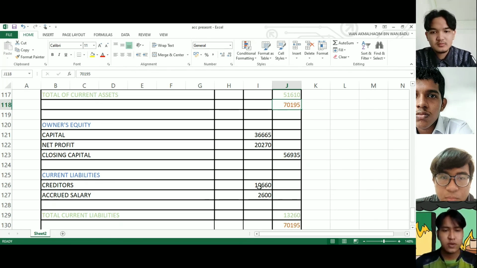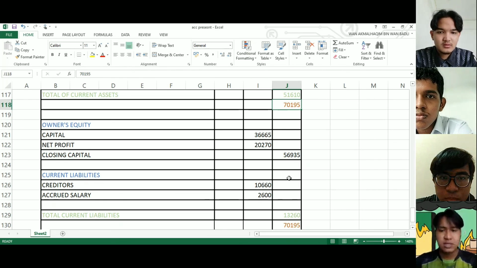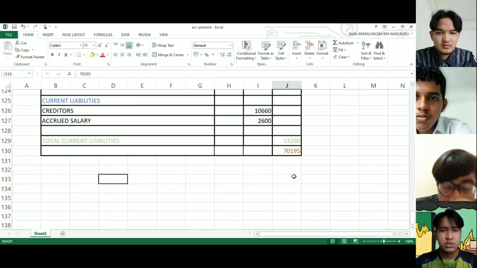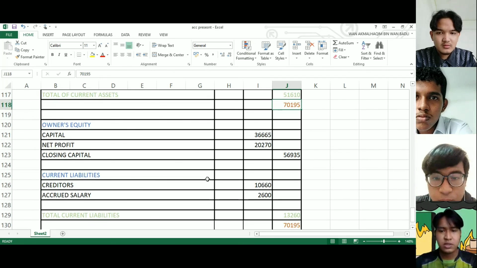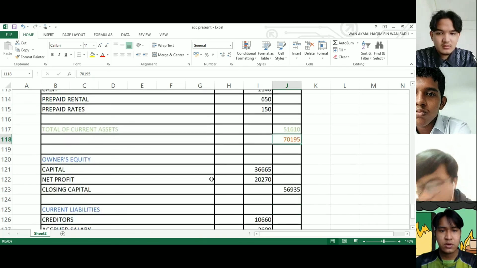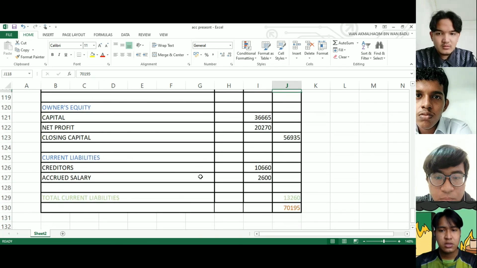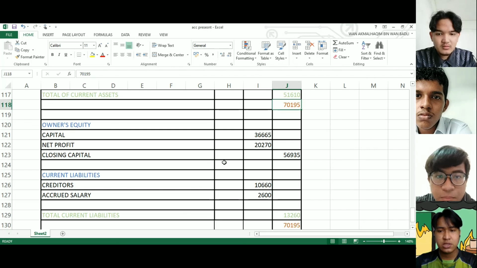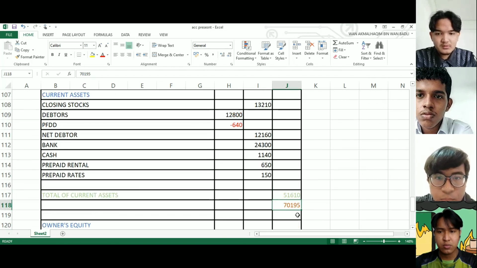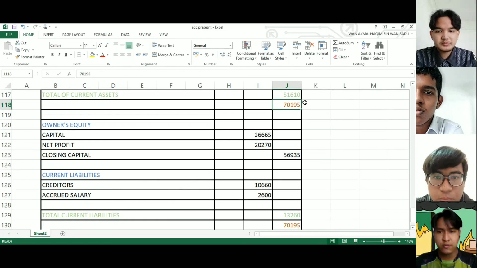So under current liabilities, we have creditors 10,660. Accrued salary 2,600. So the total of current liabilities is 13,260. So the total amount of the statement of financial position is 70,195. We can see that both of these amounts are balanced, the same.